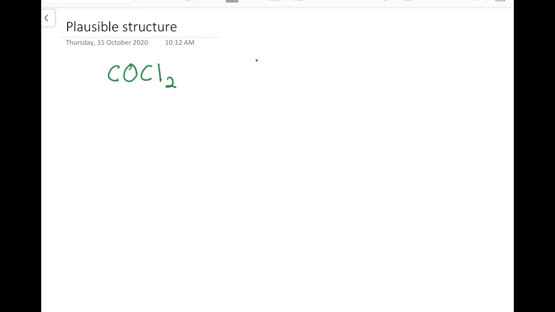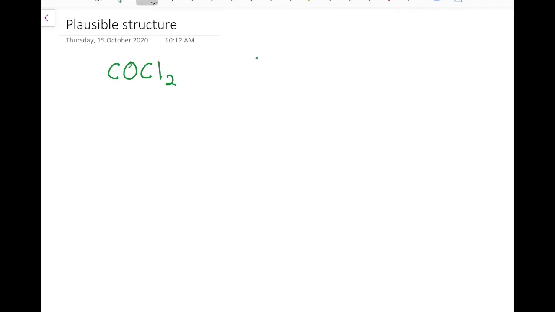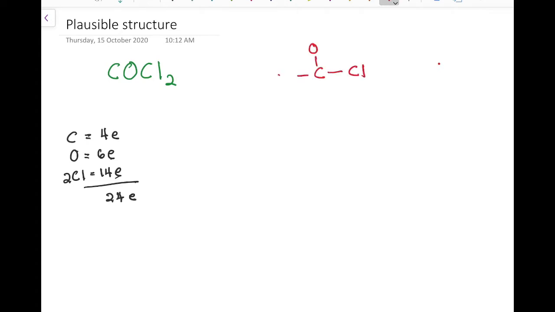Alright, so when we want to determine the Lewis structure, the first step we need to calculate the total number of valence electron. So in total we have 24 electron. So we will decide carbon as a central atom bonded to 1 oxygen and 2 chlorine, and then minus 6 become 18. 18 we will distribute the electron around it. 6 times 3 become 18.